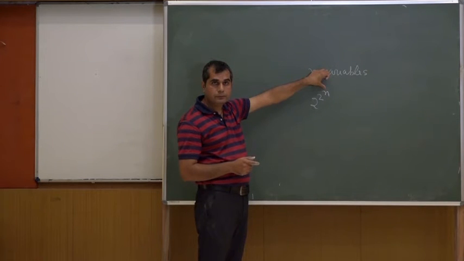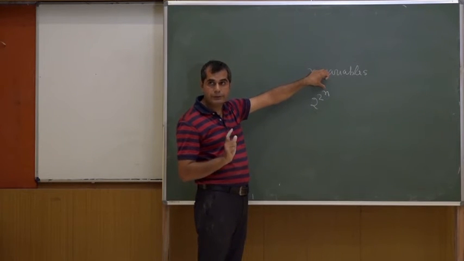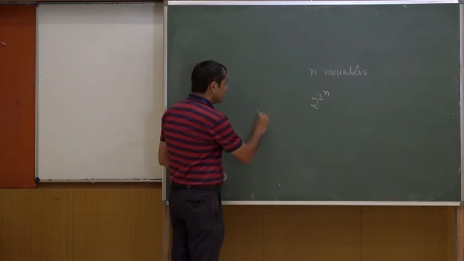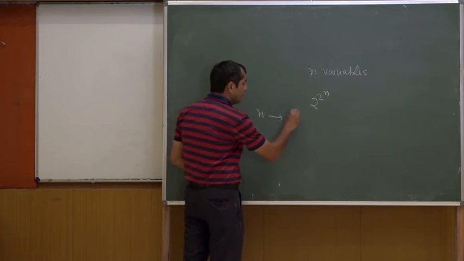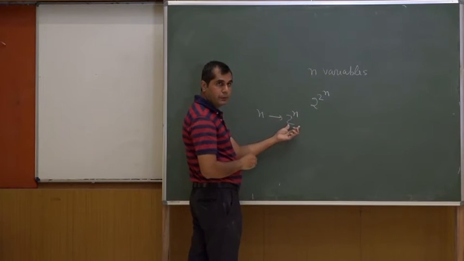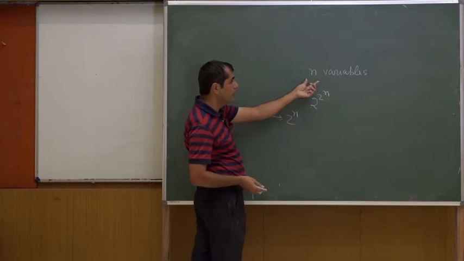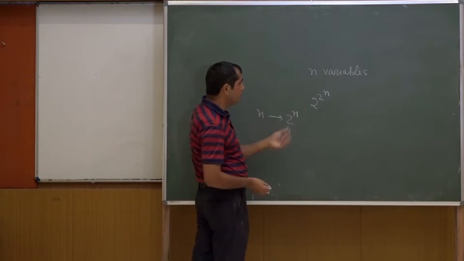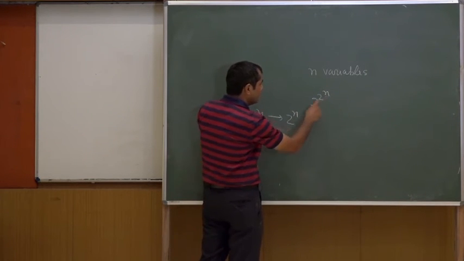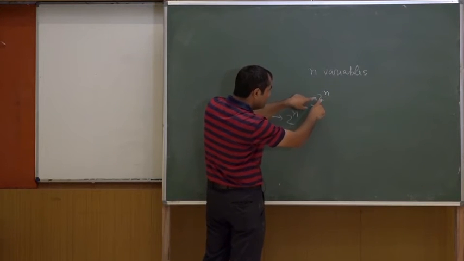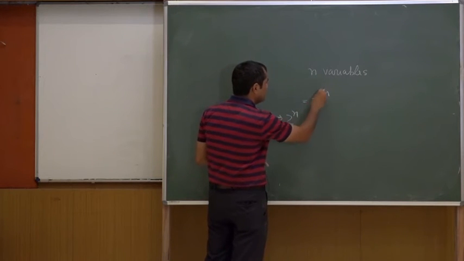Getting this? N variables means 2 to the power n min terms. Each min term may be responsible for 0 or 1, 2 states in the output. So 2 functions for each min term. So therefore, the total functions which can be implemented using the n variables is 2 to the power n. Okay, you can note it down.